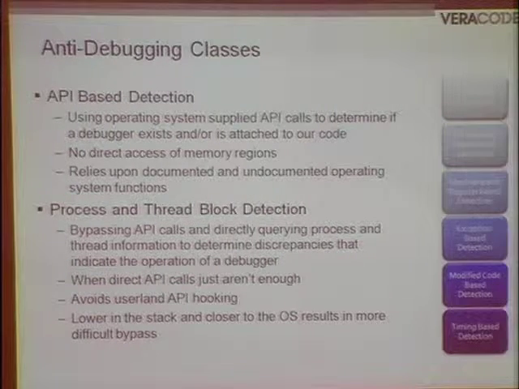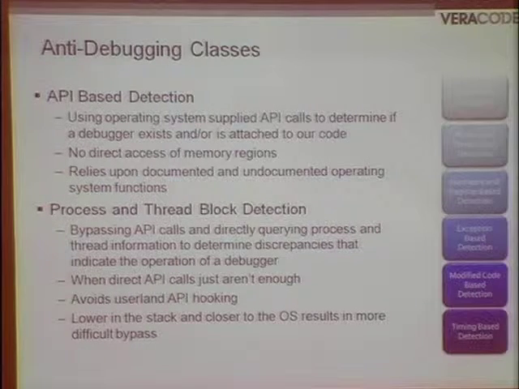Process and thread-based detection is one level deeper. It's essentially looking at the process and thread blocks for our process that we're trying to stop debugging on, and making choices based on information inside these memory blocks about our process and threads to determine if we're running underneath a debugger. APIs can be hooked and modified fairly easily, and this hopefully gets us around some of those API hook methods of anti-debugging or anti-debugging bypass.